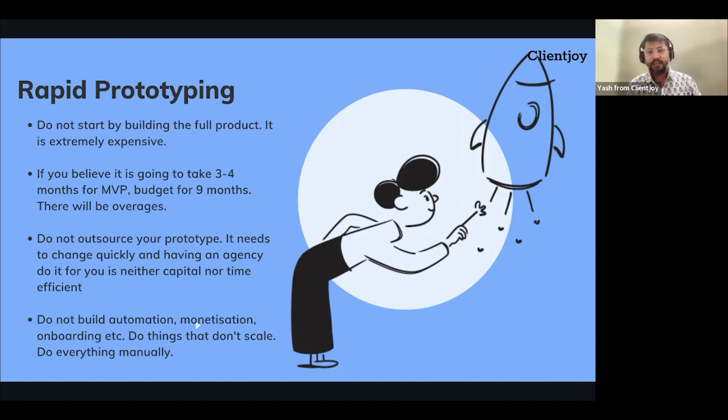So a couple of things here. Our product is still not finished. We are only about 35-40% there. The vision is to build an operating system for agencies and freelancers, right? And that includes project management, integrations with their banks, ticketing, and helping them manage their team. All of these are absent on ClientJoy as of now. So we are only about 35-40% done in terms of building the whole product from start to finish.